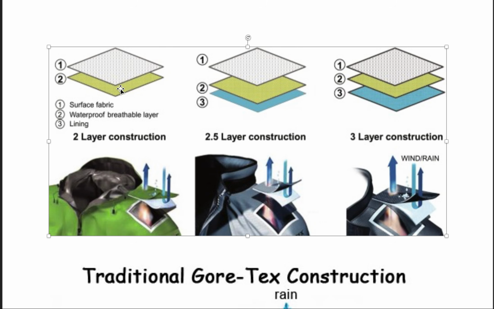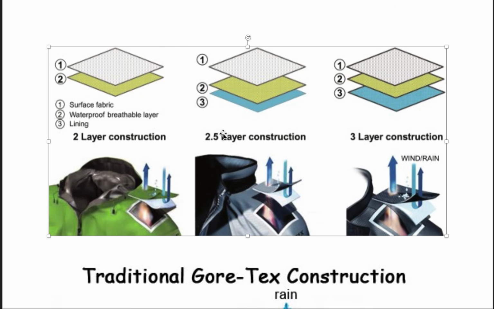So the 2-layer, the yellow is the actual membrane, and then the white is the face fabric. That'll usually be some kind of ripstop nylon laminated to the membrane. And then the blue one is a backing fabric used against your skin, like a lining. So the 2-layer doesn't have a backing fabric, and if you get a 2-layer, you really should line it yourself. So this would be if you have a specific fabric that you want to line it with, maybe some kind of knitted fabric or some kind of taffeta, something really soft.